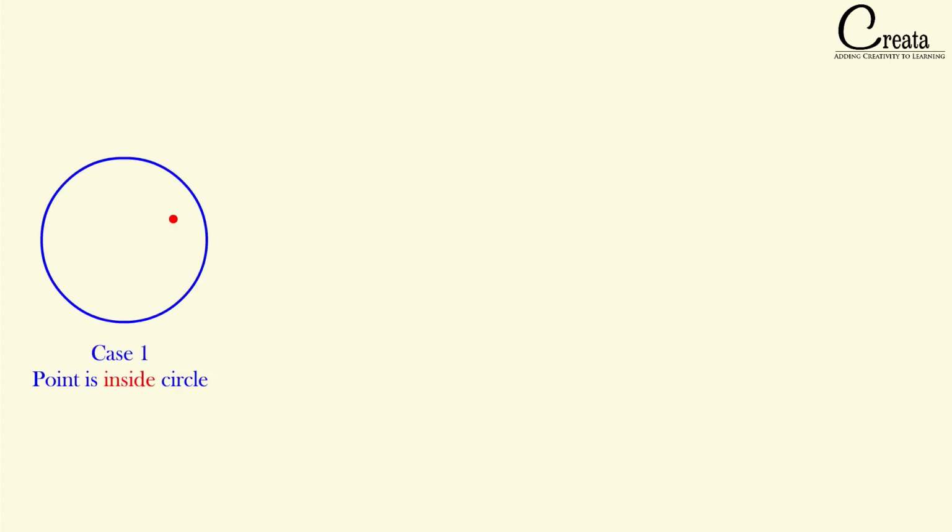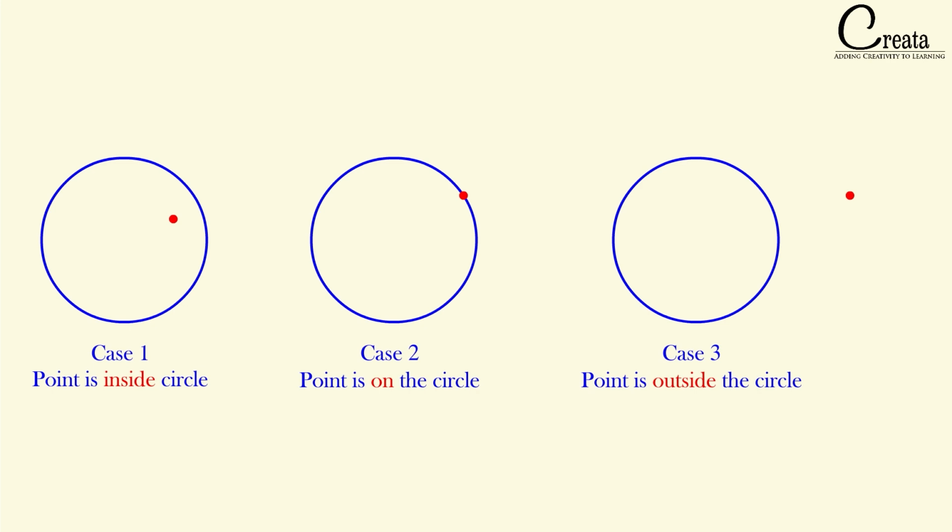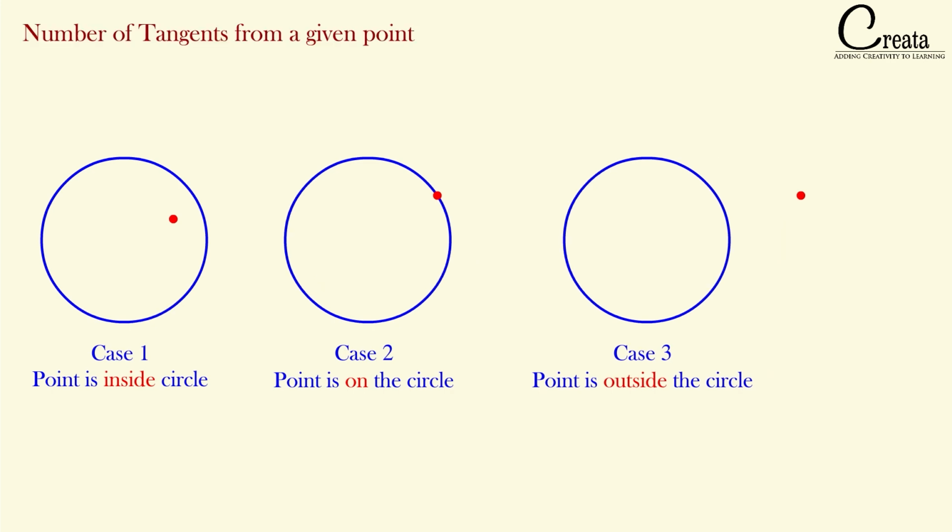In the first case, we will take the point is inside the circle. In the second case, we will take the point is on the circumference of the circle. In the last case, we will take the point is outside the circle. And in all the three cases, we will see how many tangents are possible. Let's take the first case.